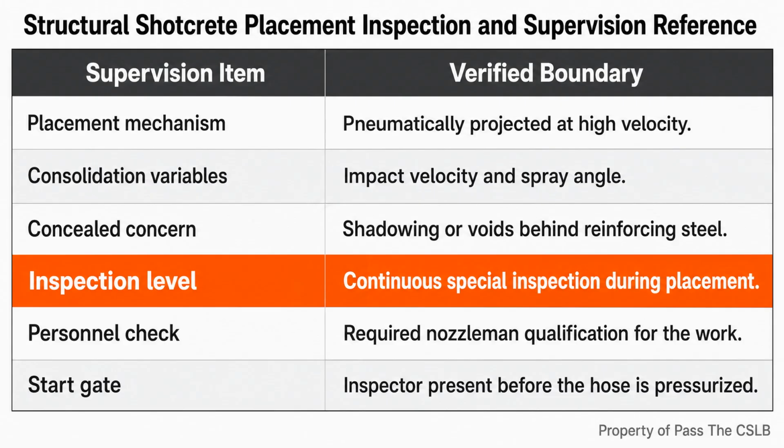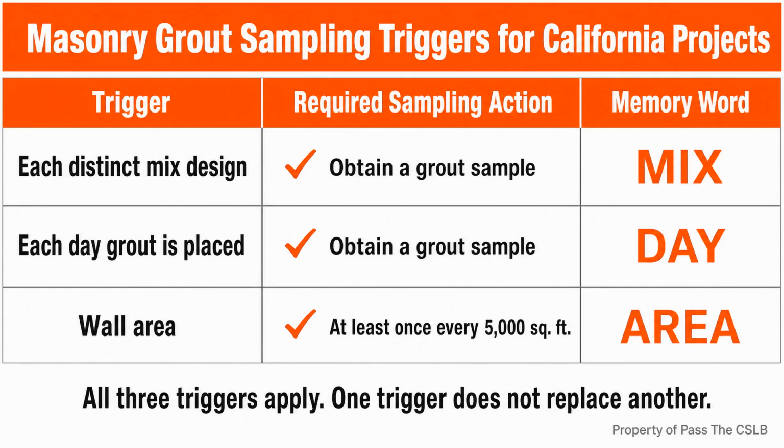Masonry grout has another quality control boundary. The issue is not whether grout merely arrives on site. The issue is whether sampling follows every trigger identified by the California Building Code. The research gives 3 triggers. Grout is sampled for each distinct mix design. It is sampled for each day grout is placed. It is also sampled at a frequency of not less than once for every 5,000 square feet of masonry wall area. The sampling checklist on screen shows that these triggers work together.